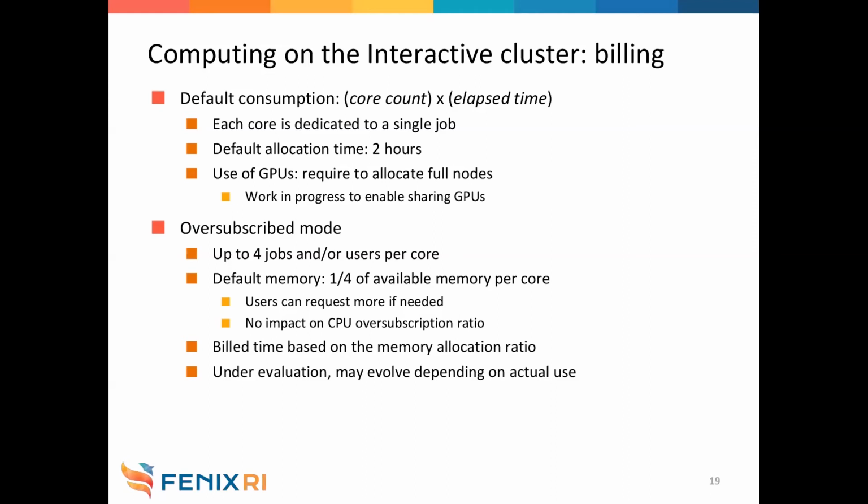Another mode of billing is using the oversubscribe mode. This mode can be convenient for interactive usage. In this case, the cores of the system are shared between possibly multiple jobs and multiple users. So there can be up to 4 jobs per core. So it's convenient if you have peaks of consumption in an interactive usage.